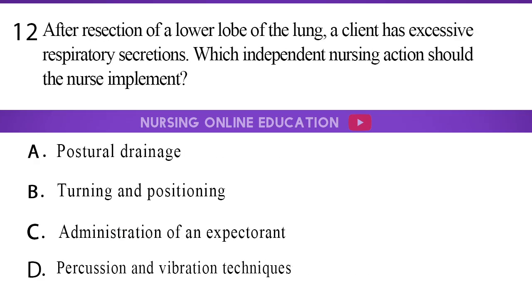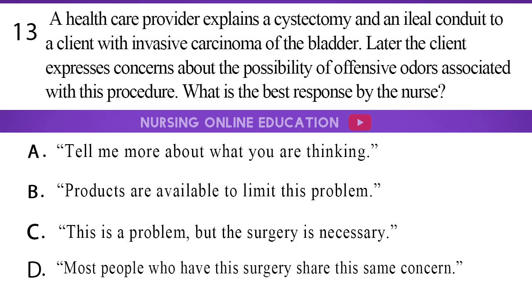12. After resection of a lower lobe of the lung, a client has excessive respiratory secretions. Which independent nursing action should the nurse implement? A. Postural drainage. B. Turning and positioning. C. Administration of an expectorant. D. Percussion and vibration techniques. The answer is option B. Turning and positioning.